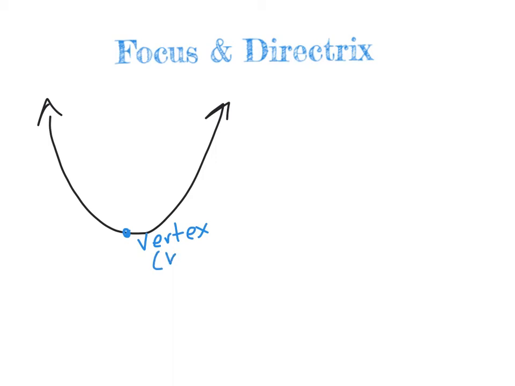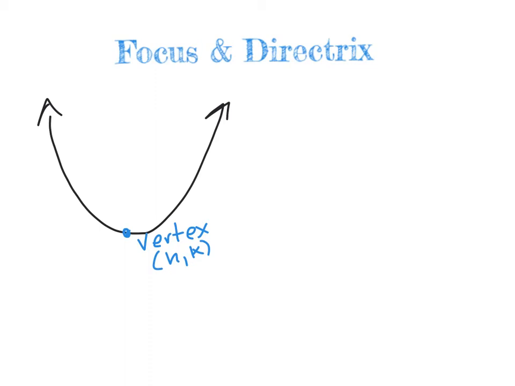Lastly, let's talk about focus and directrix. This is the last attribute of what makes a parabola a parabola. Now, the focus and the directrix is actually what truly defines this function for what it is. I'm going to draw a parabola here. We still have the vertex centered there at the bottom of the graph. And we'll call this h and k.